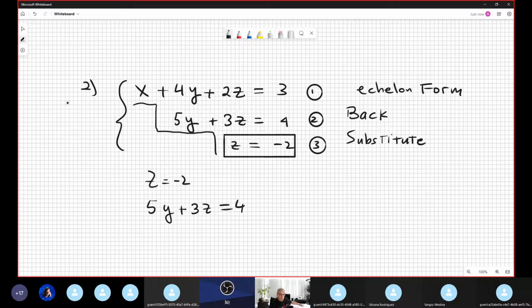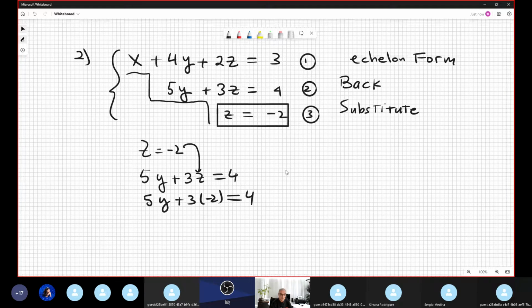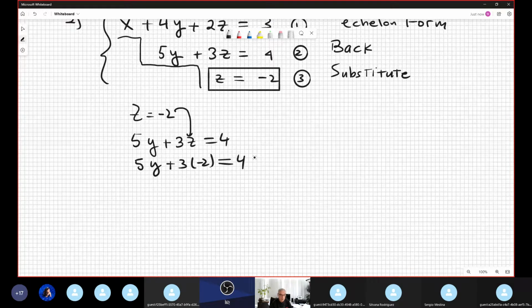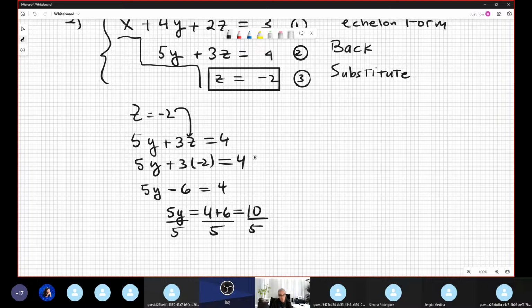But I know that z is negative 2, plugging in here. Entonces, 5y plus 3 times negative 2 is equal to 4. So we have 5y minus 6, no? Because positive 3 times negative 2 is negative 6. Now I move 6 to the other side. 4 plus 6 is 10, divided by 5. So I have in my hand z negative 2, y equals 2.